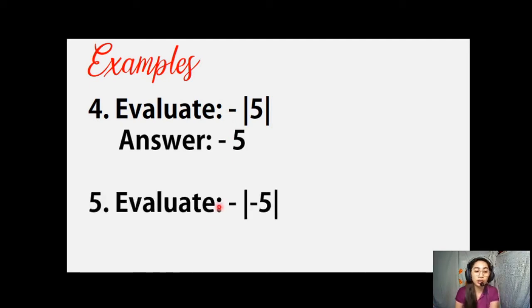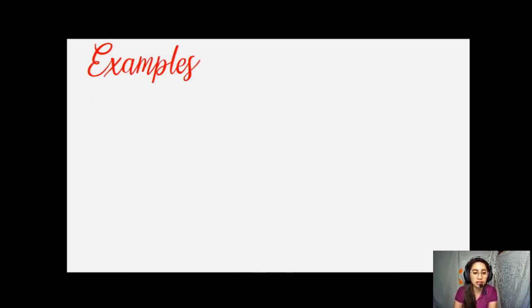Next example, negative absolute value of negative 5. Okay, merong negative sa labas, merong negative sa loob. Yung negative na nasa labas, just copy. Yung negative na nasa loob, yung gagalawin lang natin. Are we clear? Okay, so from the distance of negative 5 to 0, the answer is 5 units. So the answer is also negative 5. Are we clear? Okay, next.